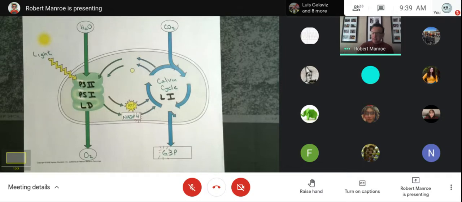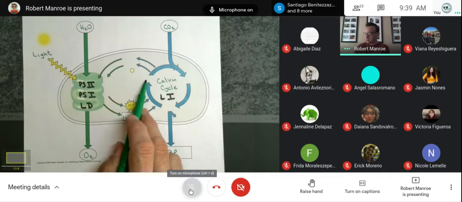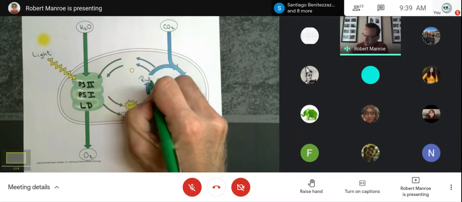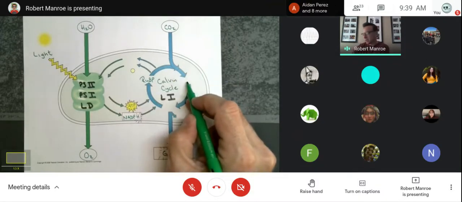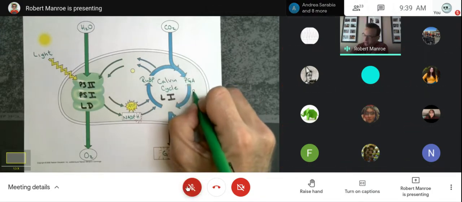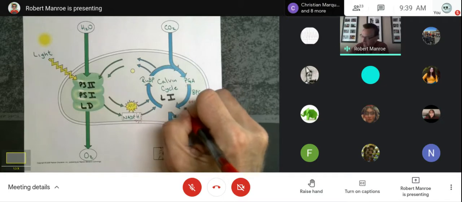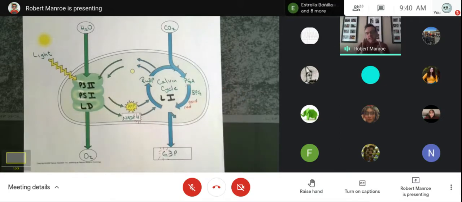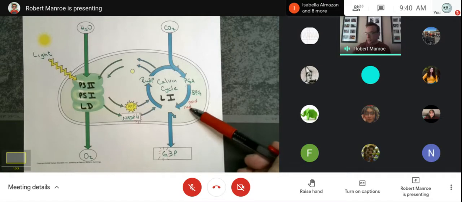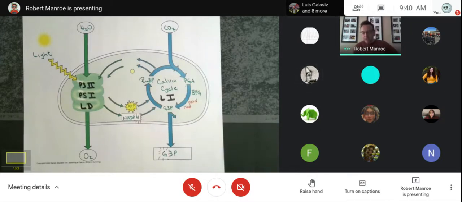Cool. What can go right there, at about 10 o'clock? RuBP. Completely agree. What will go at about 2 o'clock? PGA, which is then converted to BPG. Now, don't forget, right in here, there's oxidation and reduction. Your NADPH is oxidized. It gives up its high energy electrons. The BPG is reduced into G3P.